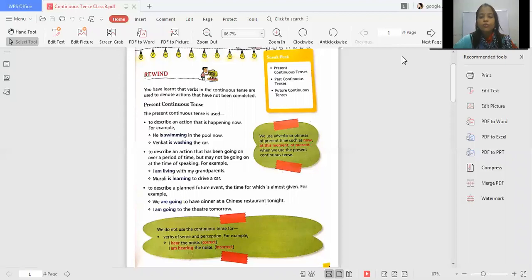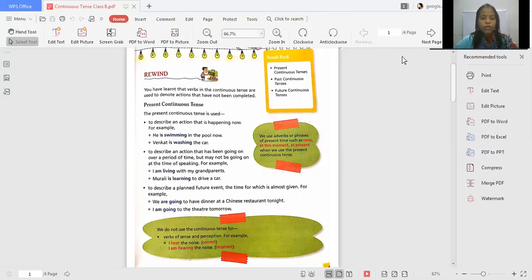The second is to describe an action that has been going on for a period of time, but may not be going on at the time of speaking. Like, Sham is learning to drive a car. So that means he is learning it right now. He might have forgotten, but then it's okay. He has started again and he's doing it right now.